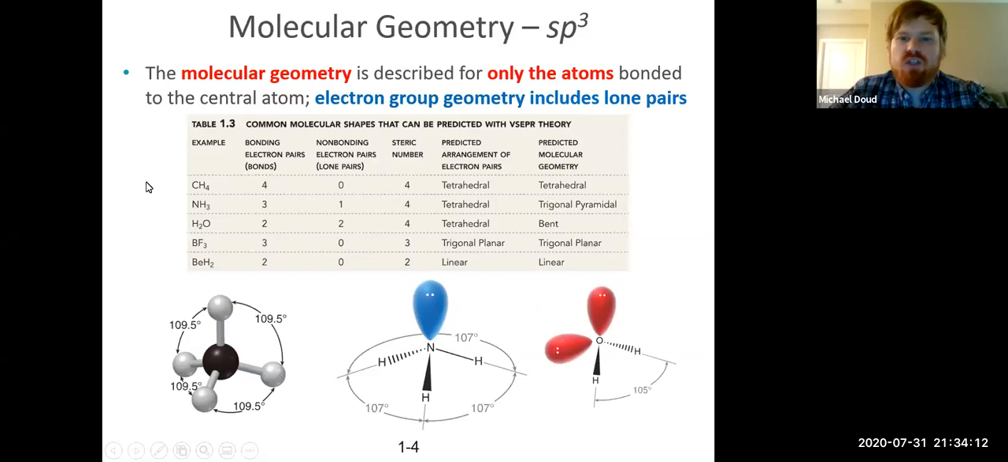So again, this is all just review here. If you have a steric number of 4, you have a tetrahedral electron pair geometry, and then you could have a tetrahedral molecular geometry in the case of methane, trigonal pyramidal in the case of NH3, and then bent in the case of water. So that's just something to recall.